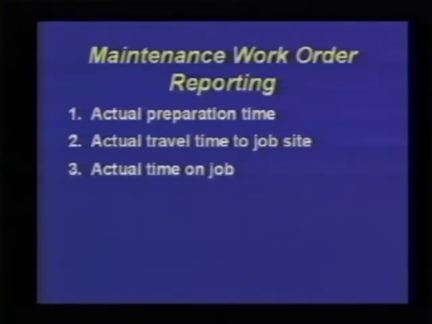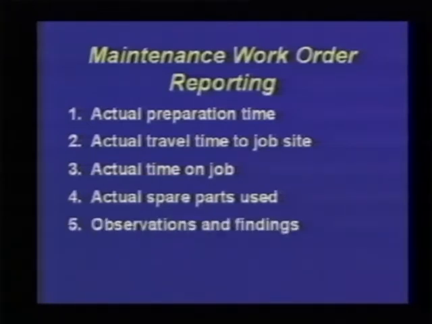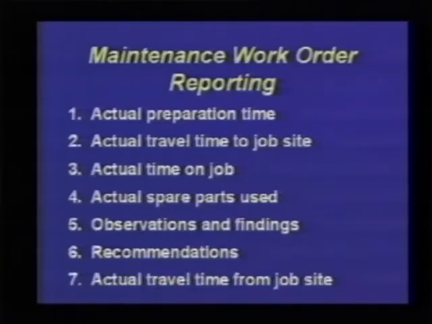Item number 3, the actual time on the job. I would suggest that that's one time element that you definitely want to have reported. And then again, the spare parts issue: were they all used, or if not, what was the reason that they were not used? Now, 5 and 6 are the major data elements that we want from our craft people. Observations and findings, and then 6, the recommendations for operating improvement. And then 7, the actual time from the job site.